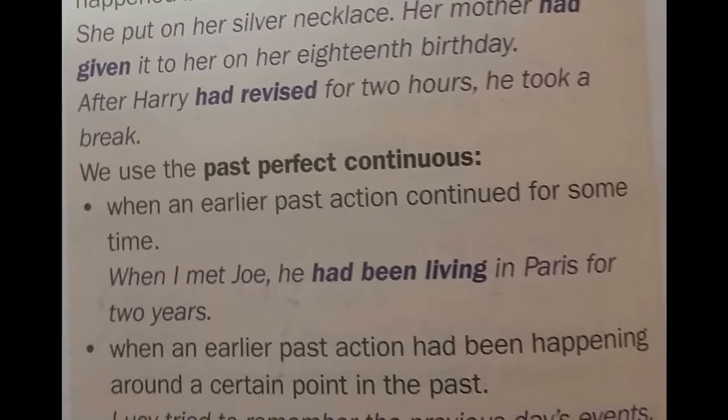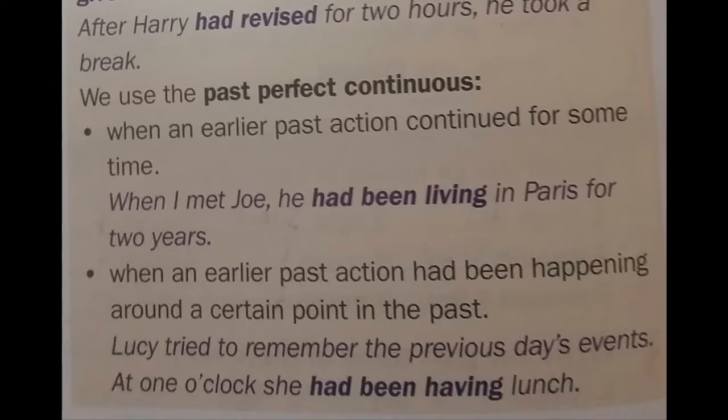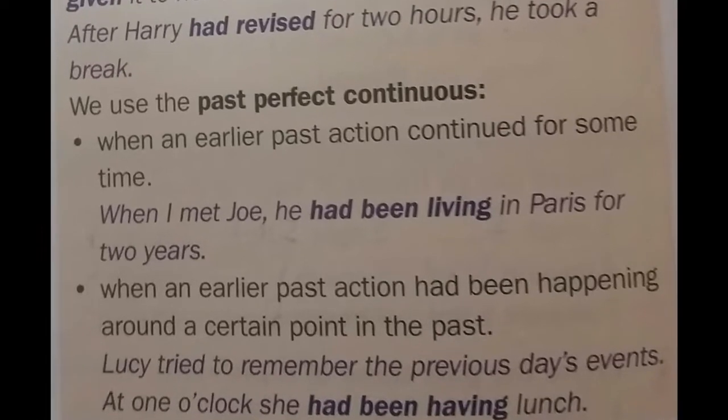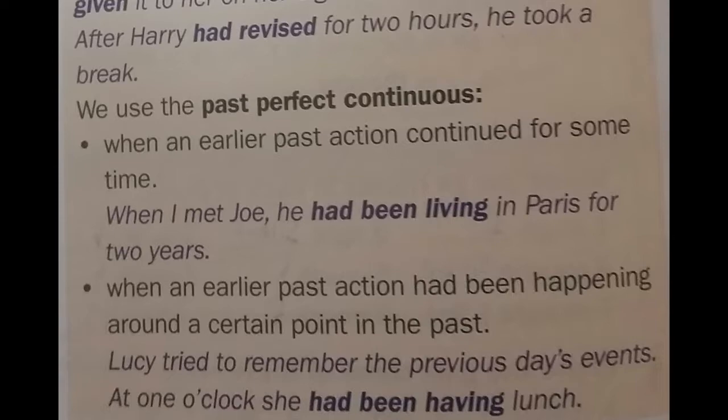Function number two: when an earlier past action had been happening around a certain point in the past. يعني بستخدم ال past perfect continuous when it indicates a certain point in the past. زمن معين or a time phrase, عبارات زمنية. Like this sentence: Lucy tried to remember the previous day's events. At 1 o'clock she had been having lunch. هون استخدمنا ال past perfect continuous لأنه في عندي at 1 o'clock. Here what I understood from this sentence is that she had been having lunch before she tried to remember the previous day's events. إنها كانت قاعدة بتاكل غداها قبل ما تتذكر الأحداث السابقة.